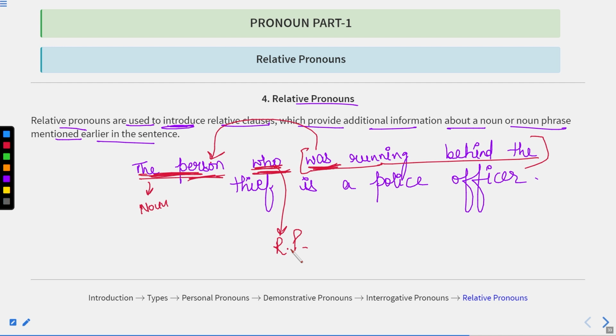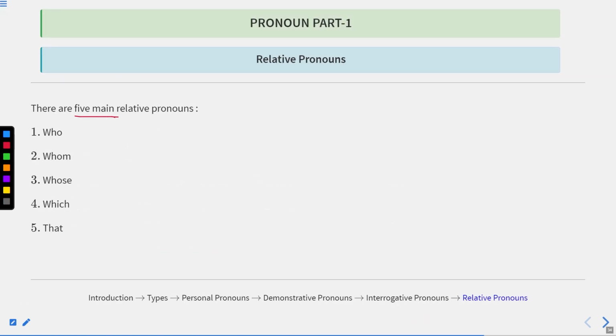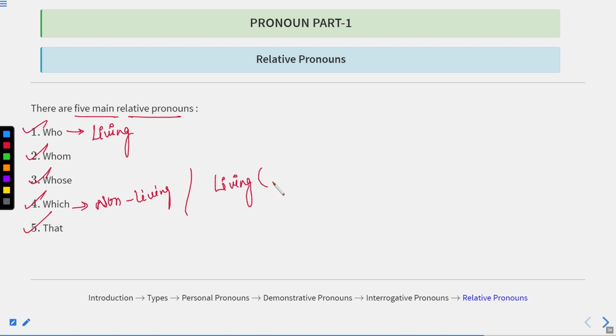Okay, and how many types of relative pronouns are there? There are five main types of relative pronouns: who, whom, whose, which, that. Who is basically used for living beings, whereas which is used in case of non-living beings. However, which can also be used with living beings, but in case of choice only. Okay, in case of choice making, we can use which. How is it used? We'll discuss it in detail. Okay, that has its special structure.